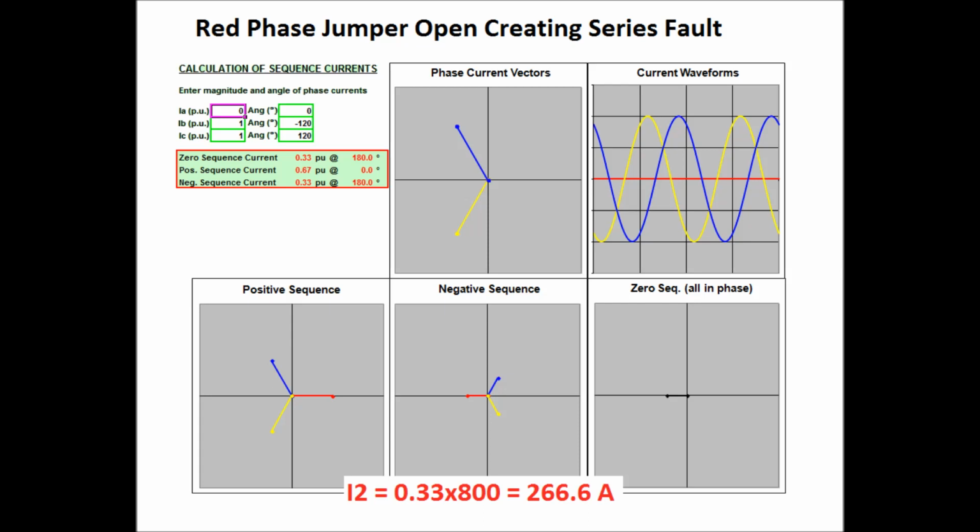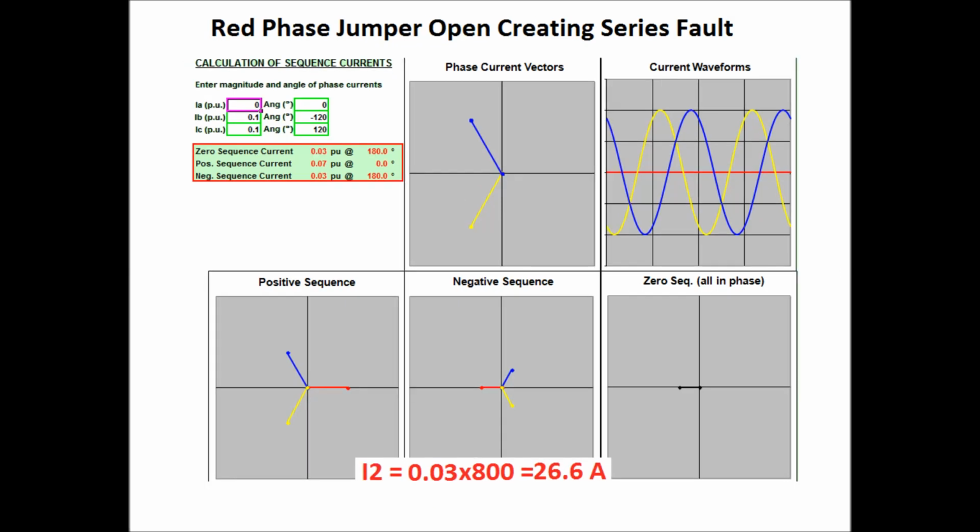So in terms of primary value, the negative sequence component of the current is 0.33 into 800, which comes as 266.6 ampere. Now let us take another example, where the R phase jumper is open, creating the series type fault, but here the load is only 10% of the 800 ampere full load capacity of the transmission line. So here the load current is only 0.1 per unit. So here IA is equal to 0 per unit, but IB and IC are 0.1 per unit.